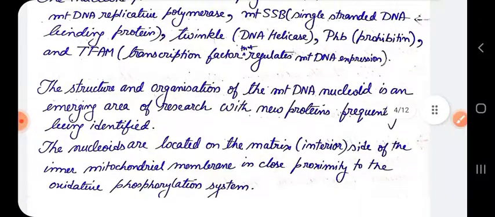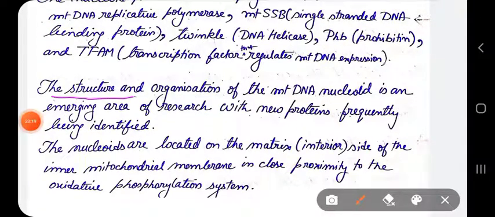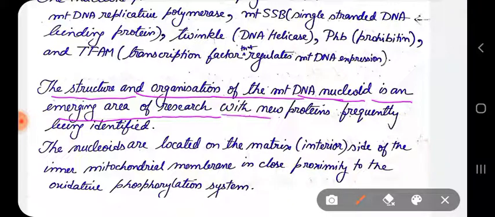Now, the structure and organization of the mitochondrial DNA nucleoid is an emerging area of research with new proteins frequently being identified. Nowadays, we are identifying the structure and organization of the mitochondrial DNA. It is an emerging area of research. Many things come into existence when we are studying the mitochondrial DNA.